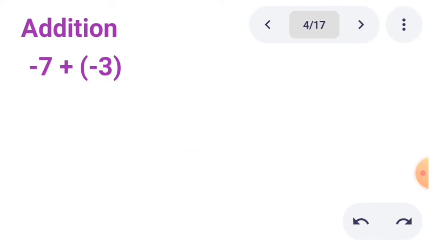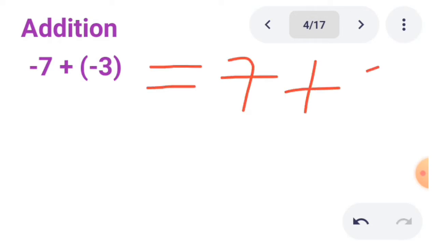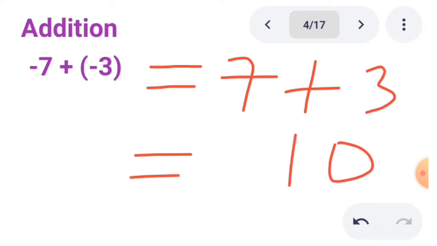We have a -7 and a -3. Now we find the sum of 7 and 3, which will give us a 10. And we include the sign of both numbers because they have the same sign, and when the sign is negative, we put it in front of the answer. So a -7 plus a -3 is going to give us a -10.